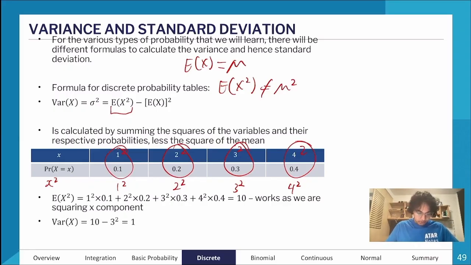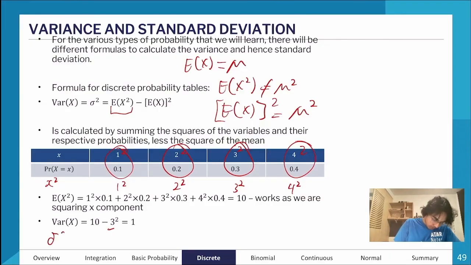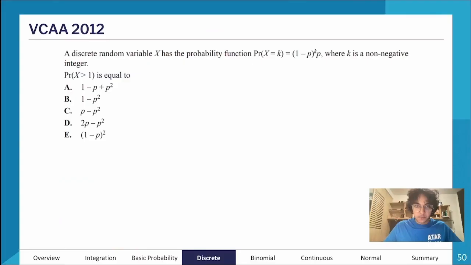And then to calculate what E of X, whole thing squared is, that is just the mean squared, what we worked out last time. So that's just 3, we're squaring it. So we apply it to the equation and we get 10 minus 3 squared, which is 10 minus 9, and we get 1. And if I want to work out my standard deviation from this, my standard deviation is just the square root of variance, and so my standard deviation is just 1 here as well.